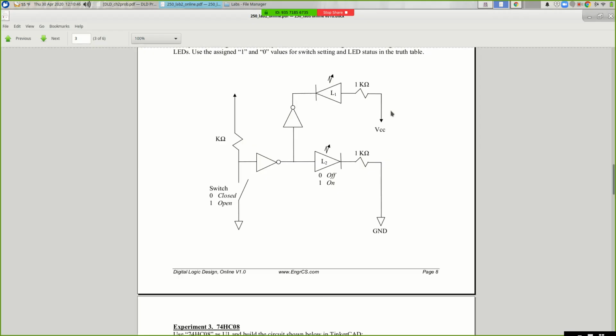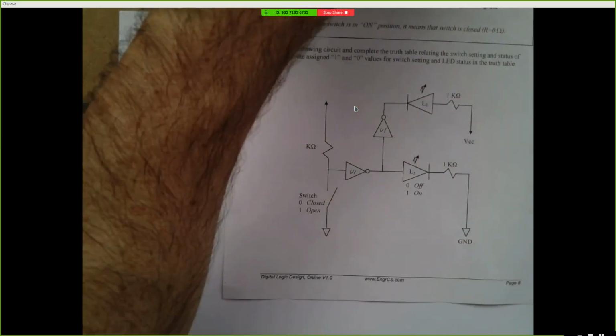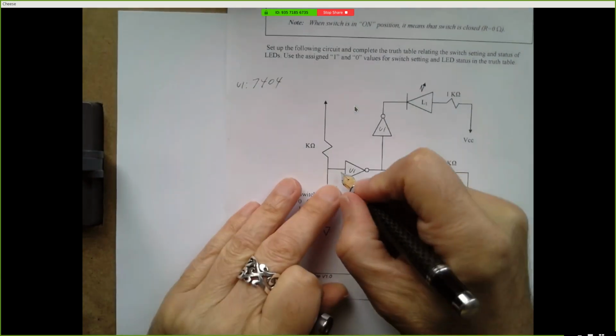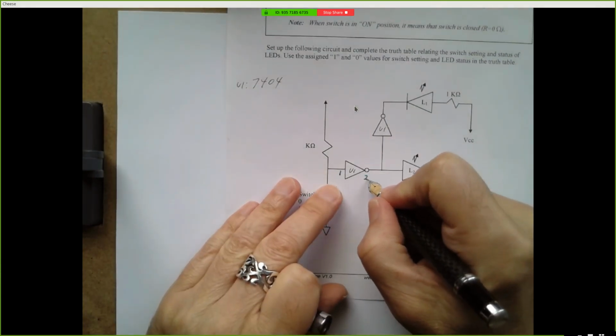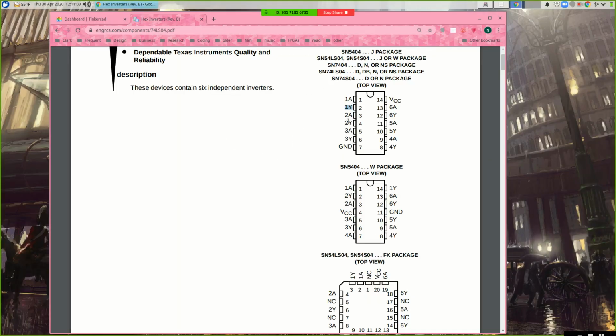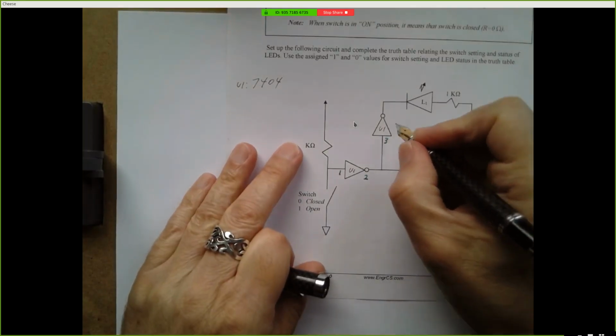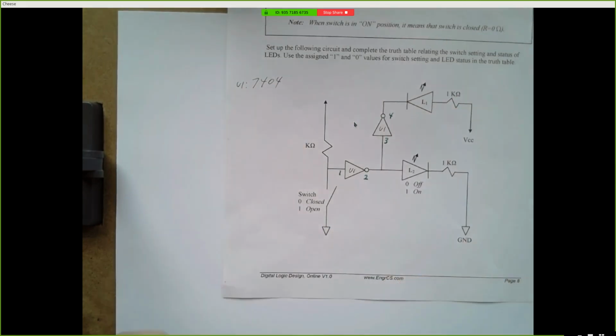Okay, so I'm just going to start off with the first inverter. I'm going to go in pin 1, going to come out pin 2. So I'm going to label this. I'm going to put a 1 right here and a 2 right here. And then my next inverter, I could use any of the remaining 5, so I'll just go in on 3 and I'll come out on 4. So I'll label this 3 and I'll label this 4.